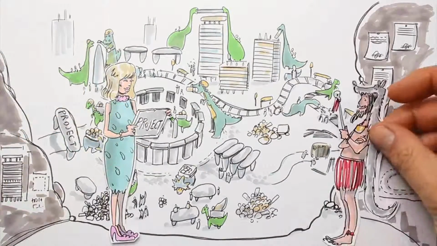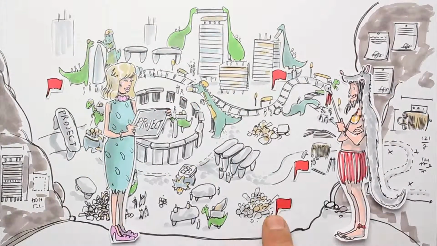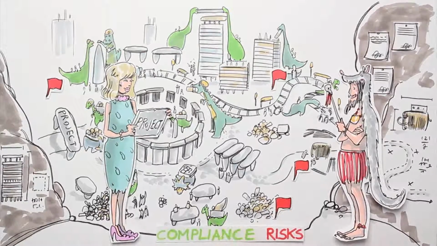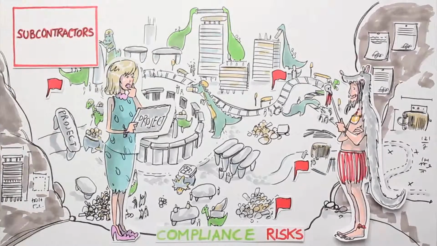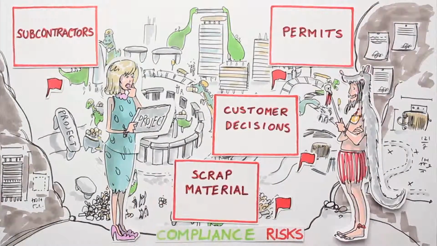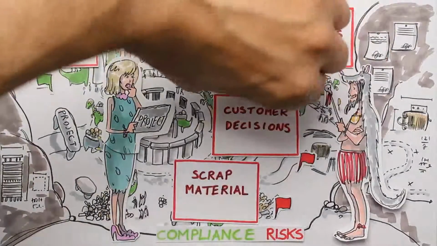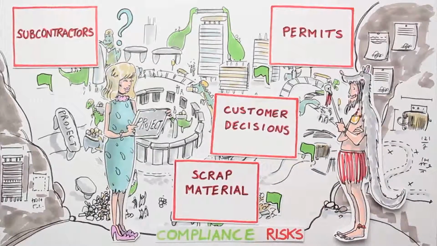Project management bears many challenges, and some of those challenges may include compliance risk. Four common compliance risks are related to subcontractors, permits, customer decisions, and scrap material. But what can such risks be? How can you identify and avoid them in the project execution phase?